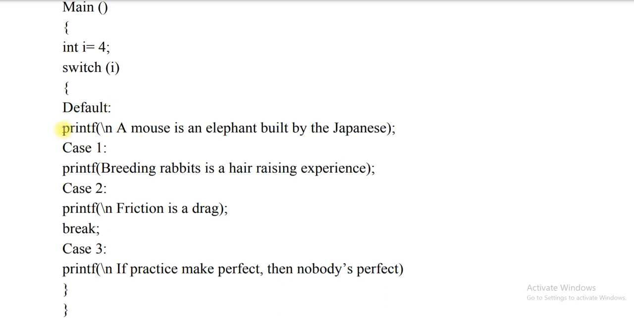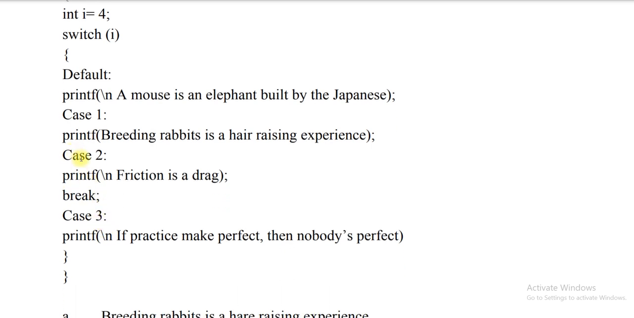So in default, what is mentioned? A mouse is an elephant built by the Japanese. And here you can find there is no break. So it will go and print the values of all the following cases. In case 1, there is breeding rabbits is a hair raising experience. So this will also be printed. Even here there is no break, so it will go down and print case 2 also: friction is a drag. And then after it gets the break, it stops the execution.